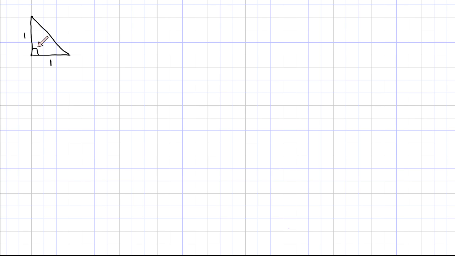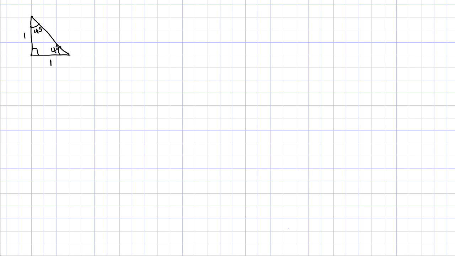So if the right angle is there and two of the sides are the same, that means this is an isosceles triangle. So this angle and this angle must be the same, and that makes these two 45 because that's 90. So I can say that this angle is 45, and I can say that this angle is also 45.